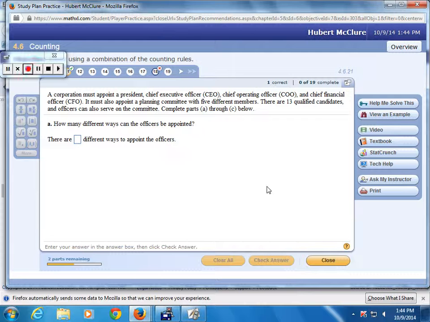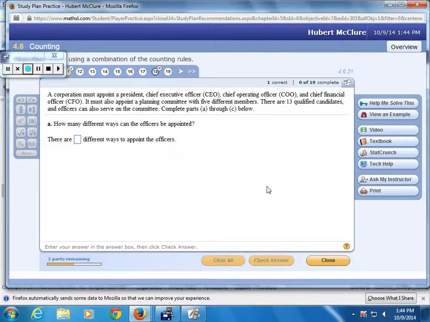How many officers are there? 4. What do you think about when you think about officers? Starts with O. They are in what? Order. So anytime you see officers, order. O, officers, order. So that means you're going to use that permutation. What's N? N is always going to be your bigger number. So which one's bigger? 4 or 13? 13. So do that part. That'd be a permutation: 13 permutation 4.